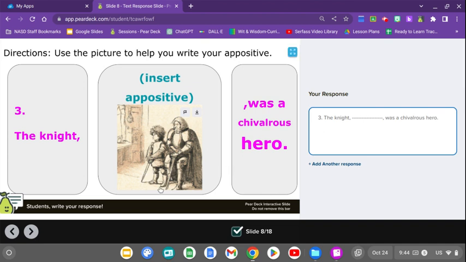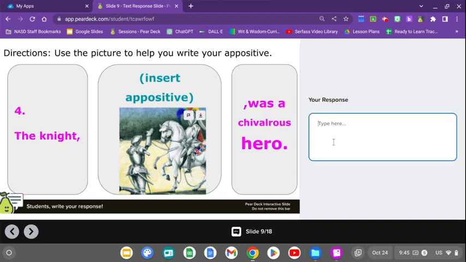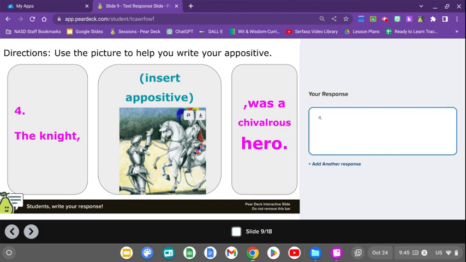So, what can we say? What's that extra little bit of information? I see an old knight and a young, presumably page or squire. Please take the time now to write an appositive for number 3. Excellent work. Number 4. Number 4 starts the same way. The knight, comma, a little space in between, comma, was a chivalrous hero.